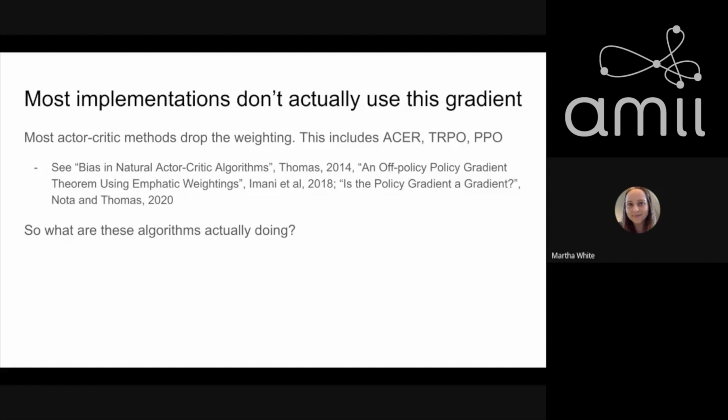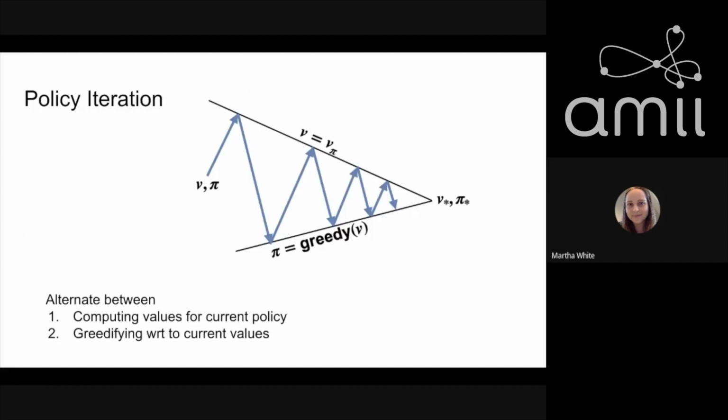So if they're not really using this gradient, what are they actually doing? What it looks like they're doing is policy iteration algorithms. Policy iteration, to remind you, is the dance between value and policy. We're going to start with some policy, then we're going to go up this line. I think you can see my pointer. We're going to go here.